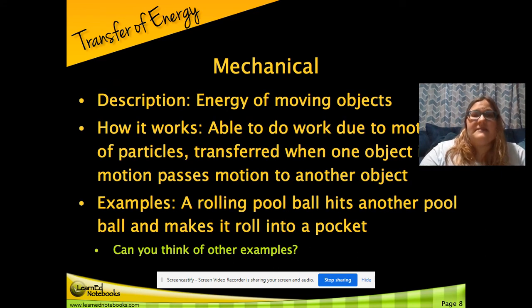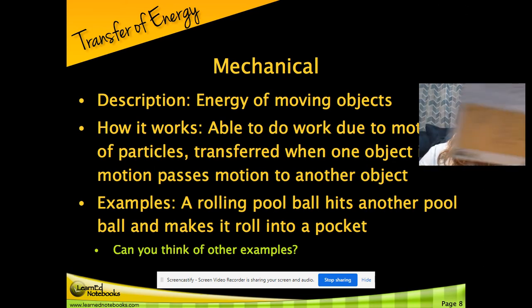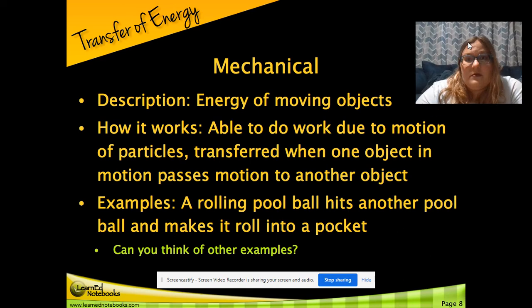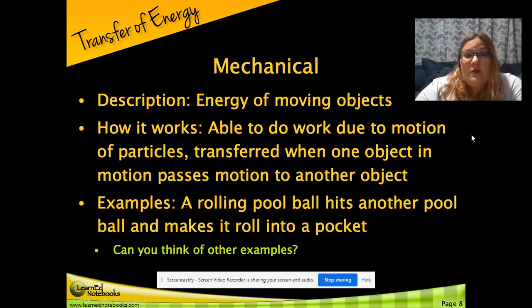Okay, so the first is mechanical. So this is what it would look like when you have your book. Notice it says description, how it works, and examples that you're filling out for each of the 4 types that we had talked about. So description is energy of moving objects. So how does it work? Able to do work due to motion of particles transferred from one object in motion, passing motion to another object.